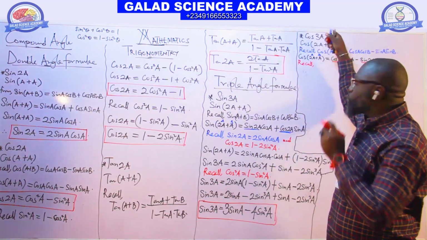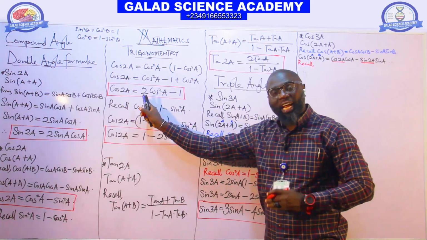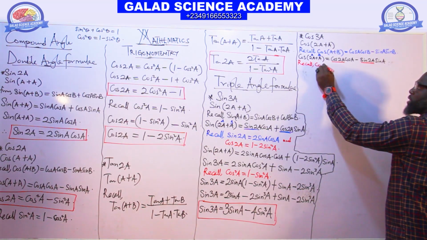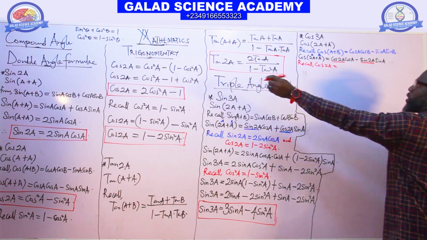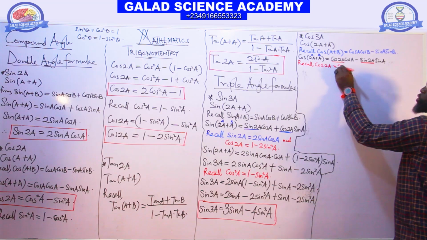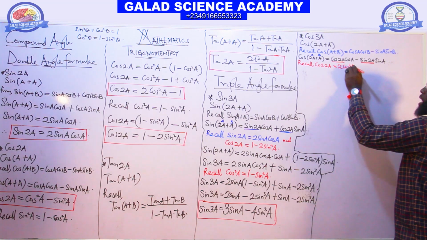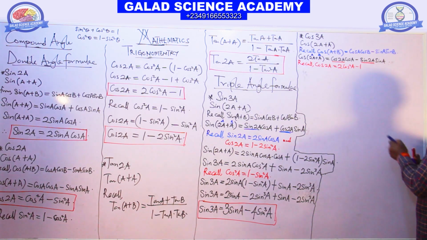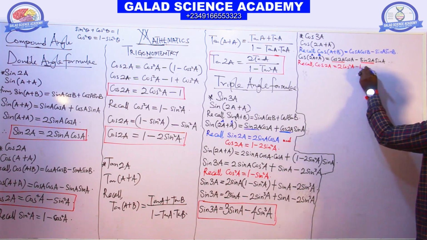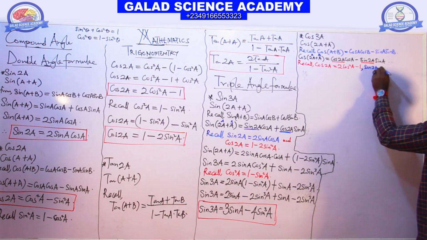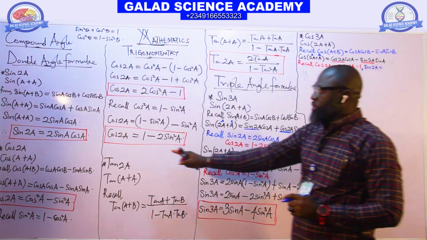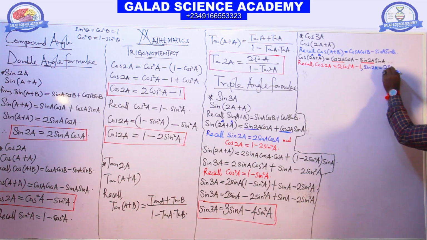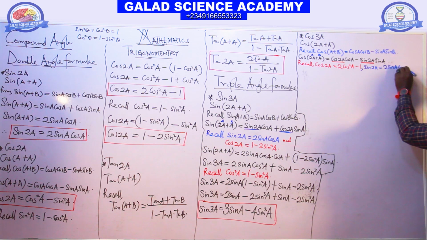But here we are dealing with cos, so I need the identity that has cos alone. So you now have cos 2A equal to 2 cos square A minus 1. And it's also telling us that sine 2A gives us 2 sine A cos A.